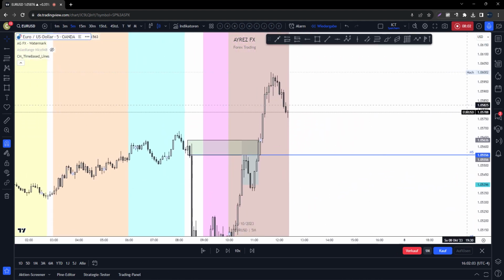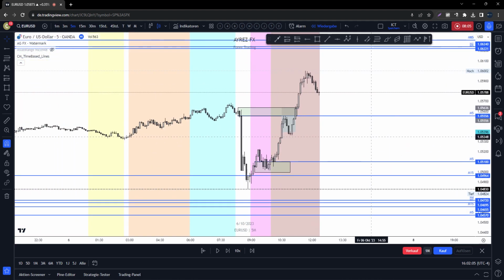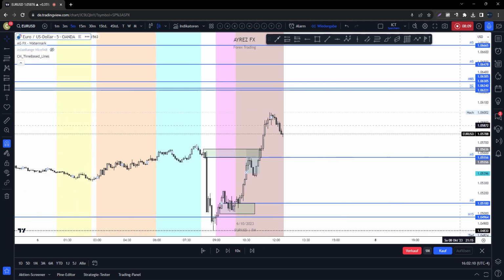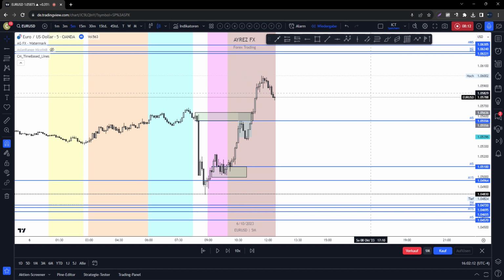And yeah, that was really all for today. You see, I have many zones here. Let's see what next week is bringing to the price.